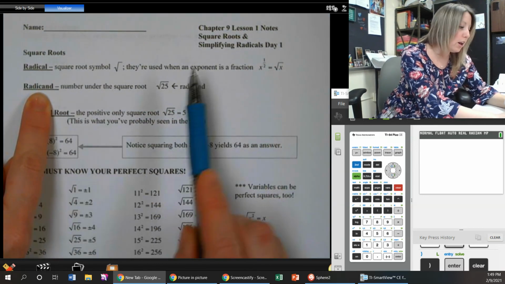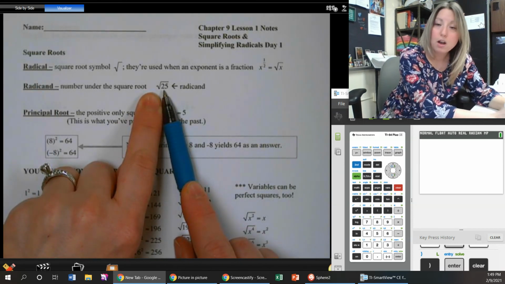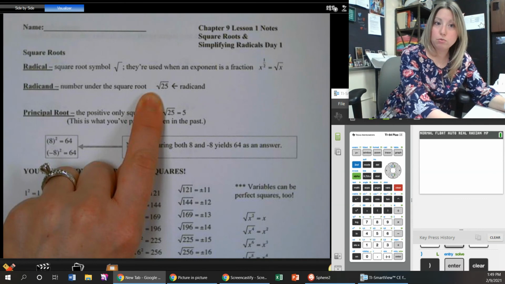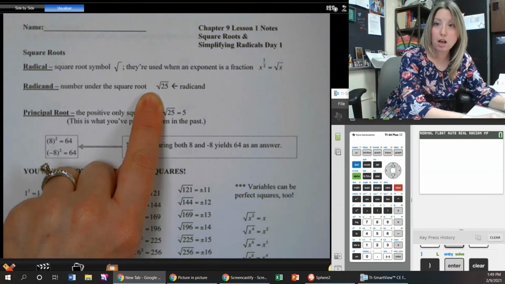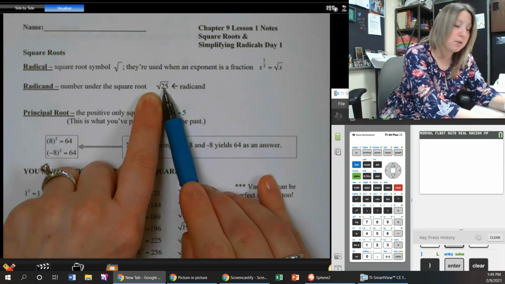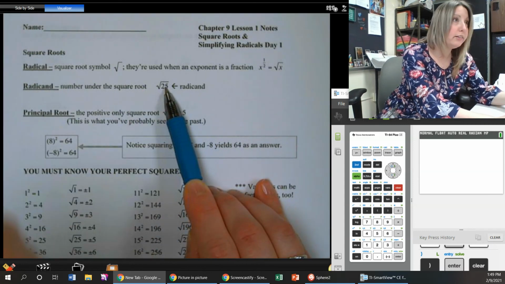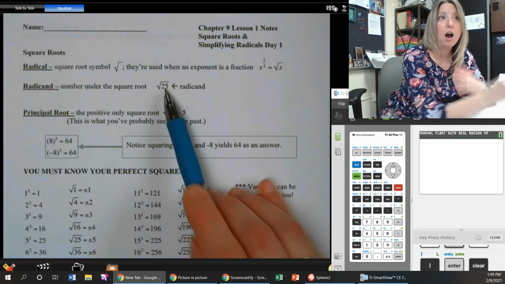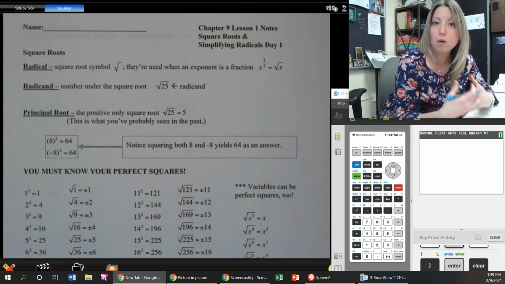Okay. When I put 25 under the radical, I am asking you to tell me what is the number that times itself, the product of this number with itself, gave me this value right here. Okay, the radicand value. So when I take a square root of something, I am looking for that value that comes from a product of a number times itself.